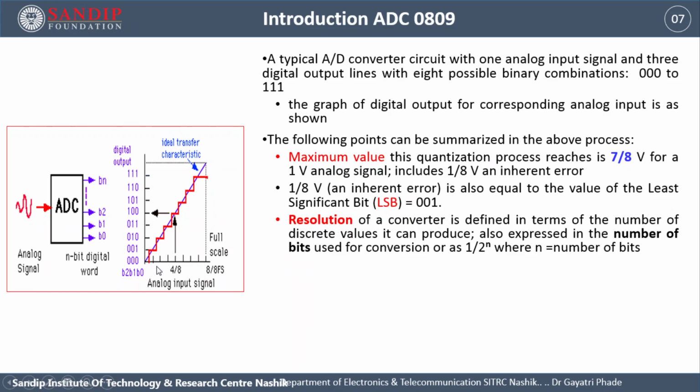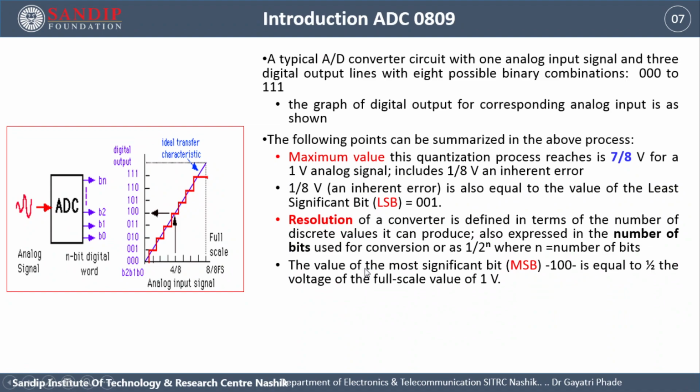Next important terminology is resolution. Resolution of a converter is defined in terms of the number of discrete values it can produce. It is also expressed as the number of bits used for conversion, or as 1 upon 2 raised to n, where n is the number of bits. So the higher the number of bits, the more the resolution, because the smaller the step size, the lower the quantization error. So it is always encouraged: the higher the number of bits of the ADC, the smaller the step size, and the more accurate the conversion we will get. So here is the definition of resolution.